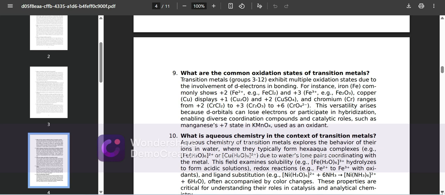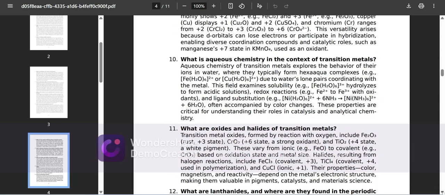This versatility arises because d orbitals can lose electrons or participate in hybridization, enabling diverse coordination compounds and catalytic roles, such as manganese in the +7 state in KMnO4, used as an oxidant.